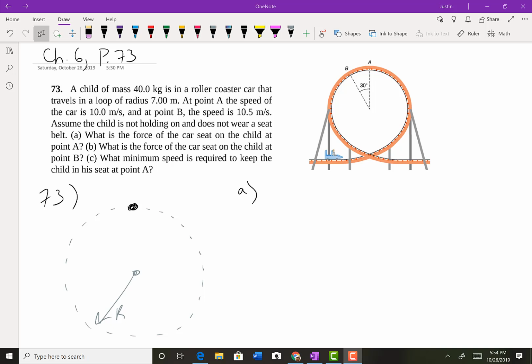Hey everybody! So it turned out problem 73 was the one most people voted for, so it wins, and that's the one I'm going to do. So 73 from chapter 6, here we go.